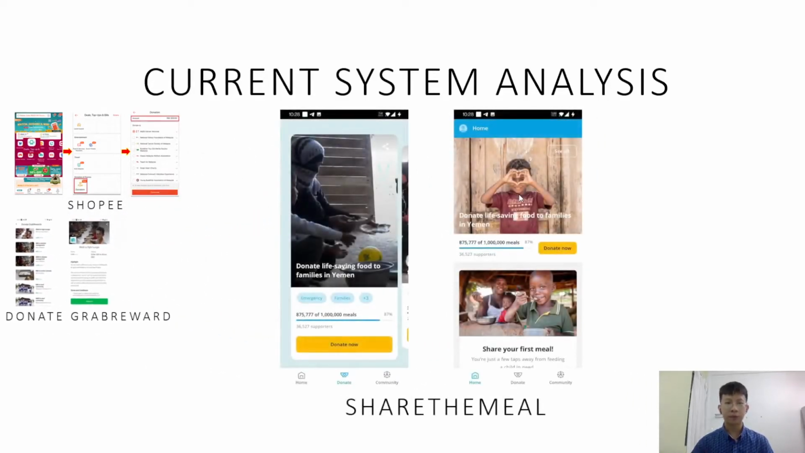And next, we have the project and application Share the Meal. This is a global charity project that finds children in need. The main focus of this application is that what you donate, even though it's penny by penny, can still afford some children daily meals in some corner of the world. So that's quite crucial for them too.